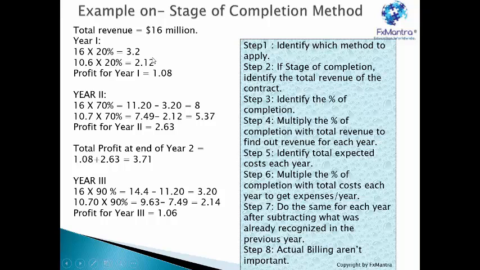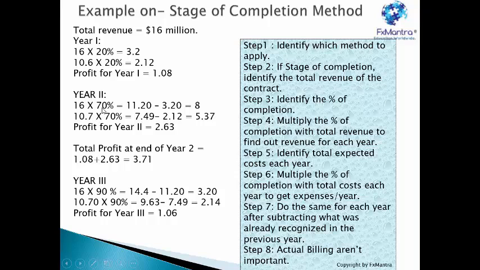So accordingly, we recognize $3.2 million of revenue in the first year, $2.12 million of expenses in the first year. Therefore, the profit for the first year is $1.08 million. I hope I'm clear with this one. We keep on repeating the same procedure year on year till the time we reach the final year of completion.